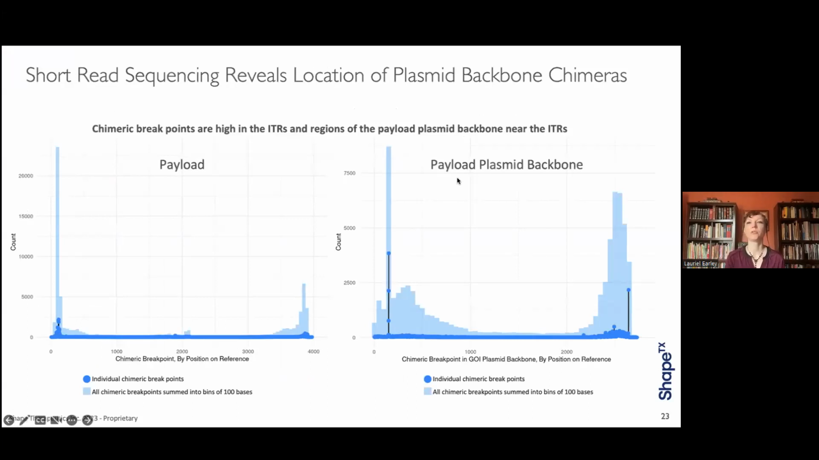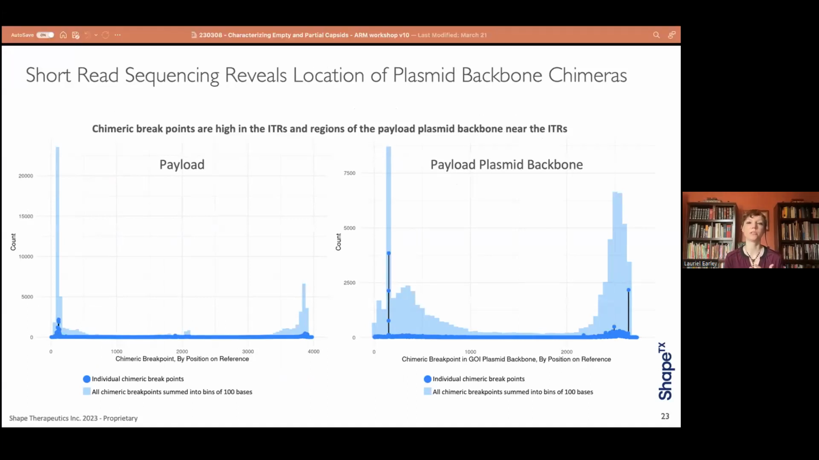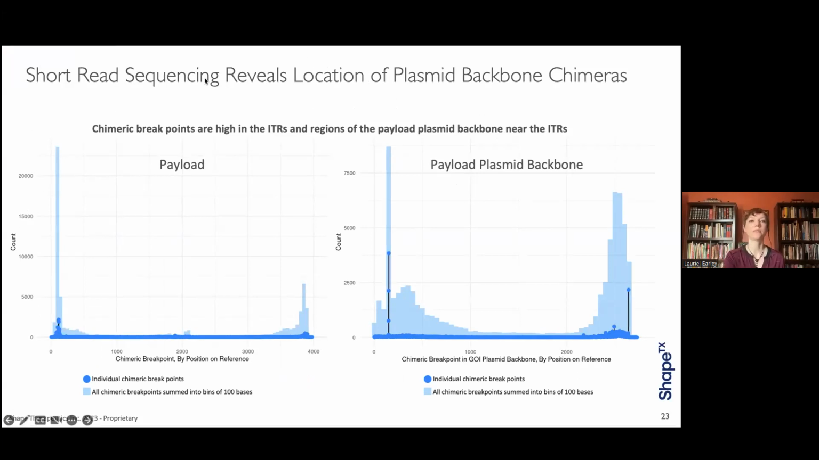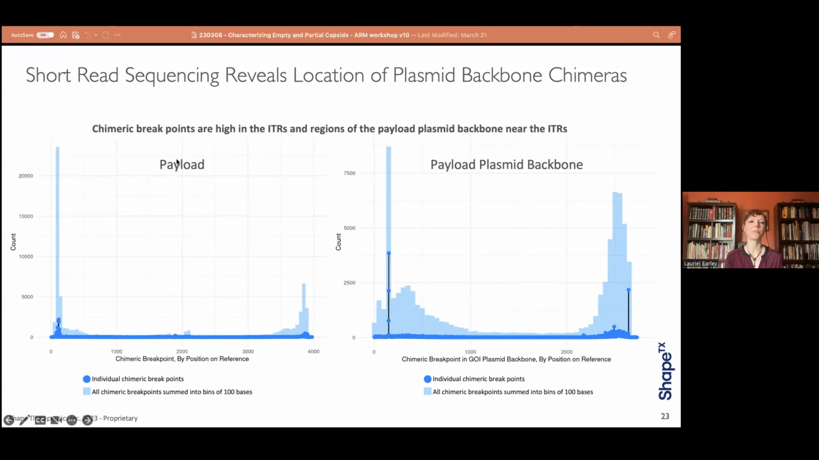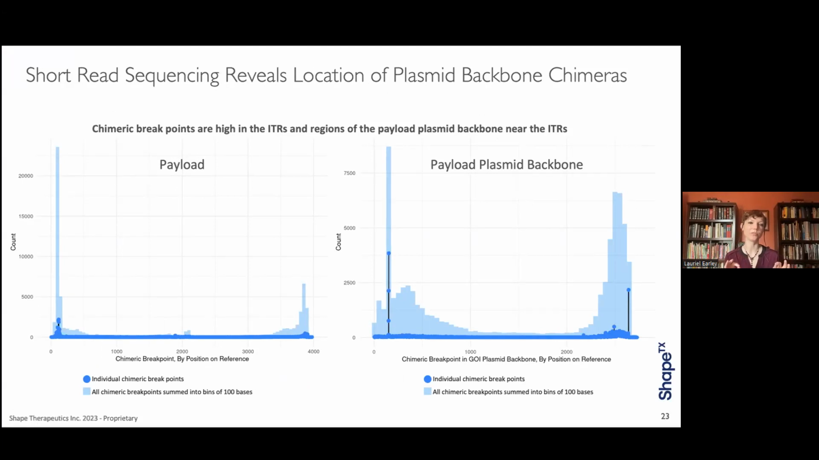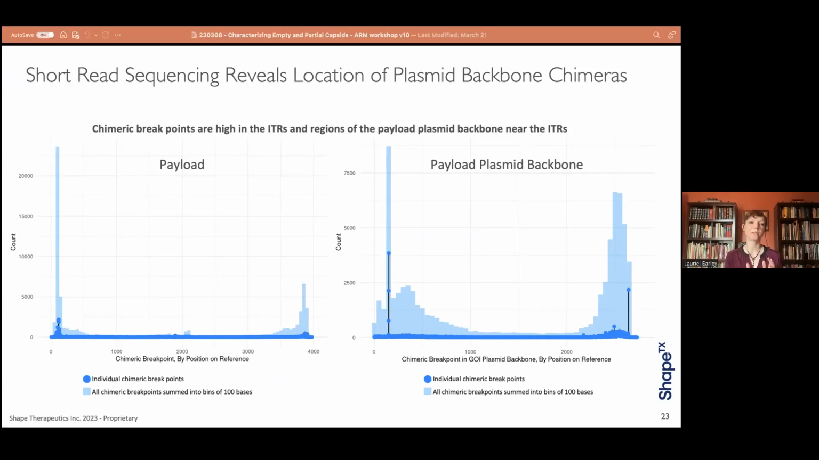Short-read sequencing can also give you the location of these chimeras. Here we're going to look at things that are mapping to the payload and also mapping to the plasmid backbone in the same read length. On the left, the payload here, the individual breakpoints are in the blue circles. Those have been binned into bases of 100 bases in the light blue squares. And we can see hotspots of chimerism around the ITRs.